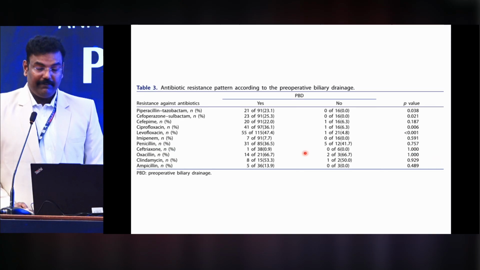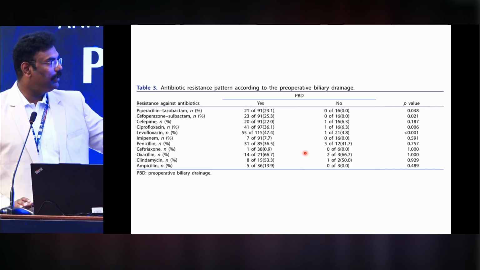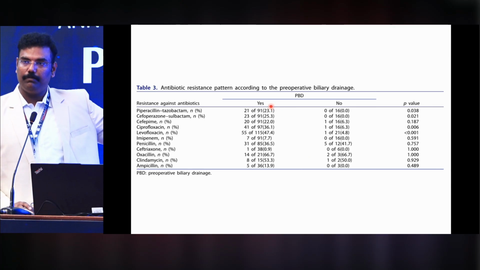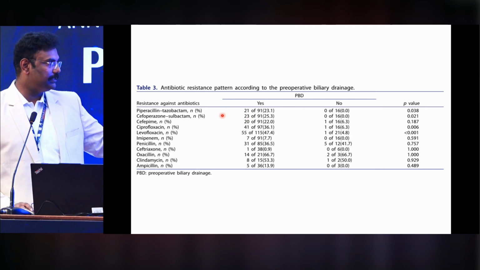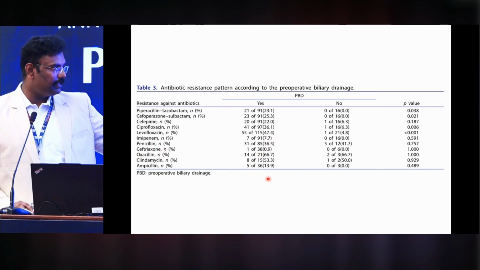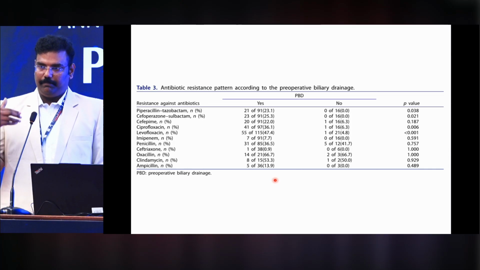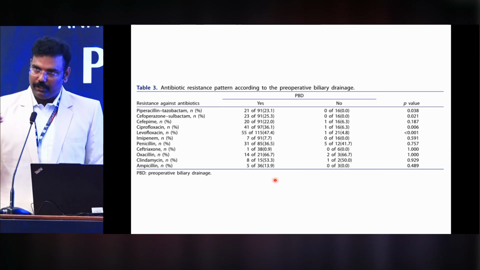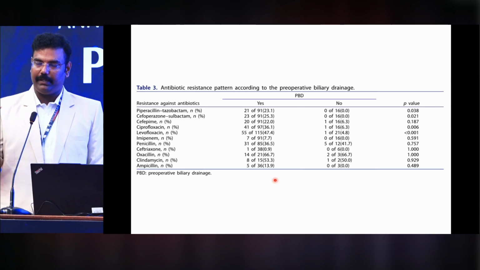Even among the resistance pattern, nearly a quarter of the population had resistance to piperacillin-tazobactam, cefoperazone-sulbactam, the commonly used antibiotics we use. And levofloxacin had nearly 50% and oxacillin had nearly two-thirds resistance. So preoperative drainage as such is going to have a negative bearing with respect to positive bile culture. It is going to lead to complications. It has also been shown to harbor higher antibiotic-resistant bacteria.